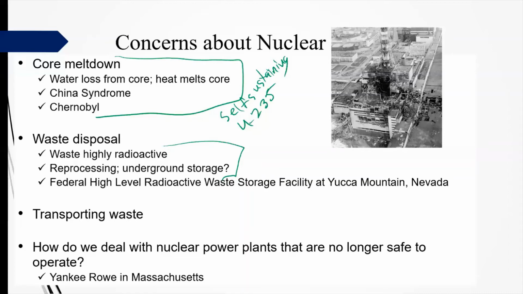The other one that they were trying to look at is how we can reprocess that uranium, or not uranium, but the radioactive materials. Is there a way for us to convert it into a different isotope, or a different form that might be more stable? How do we transport that waste safely? And then the other one is, what do we do with the nuclear power plant itself when we no longer operate it? An example of this is the Yankee Rowe plant in Massachusetts.